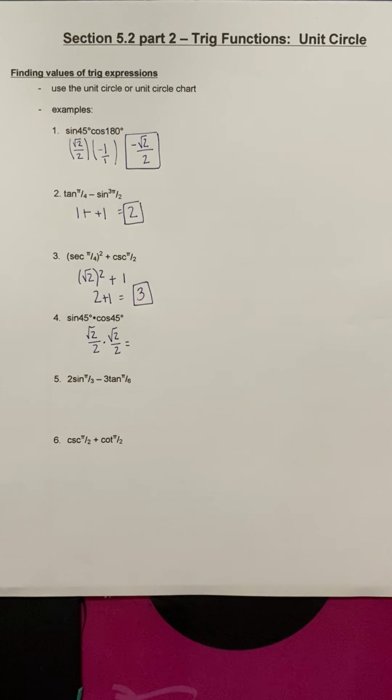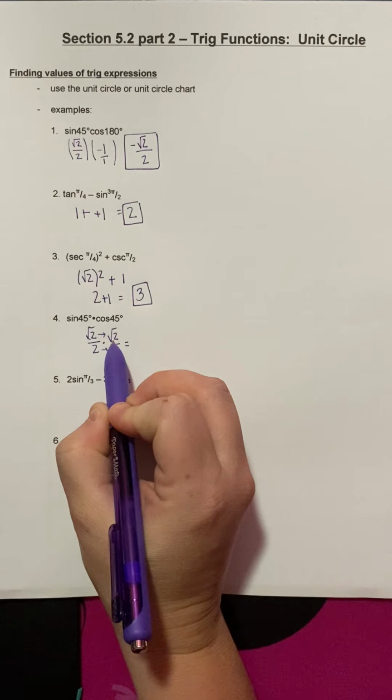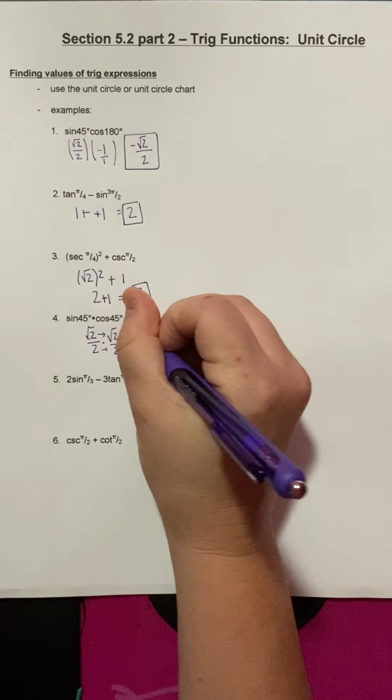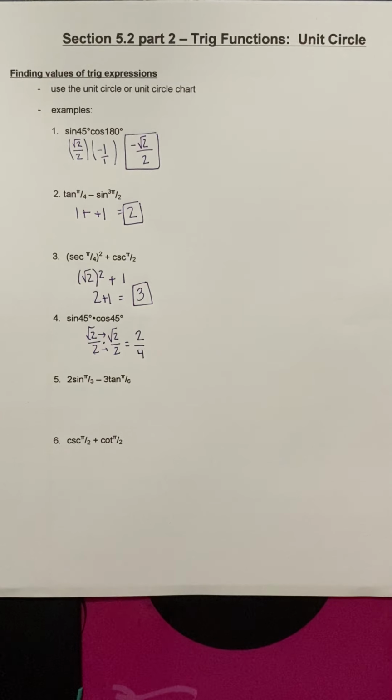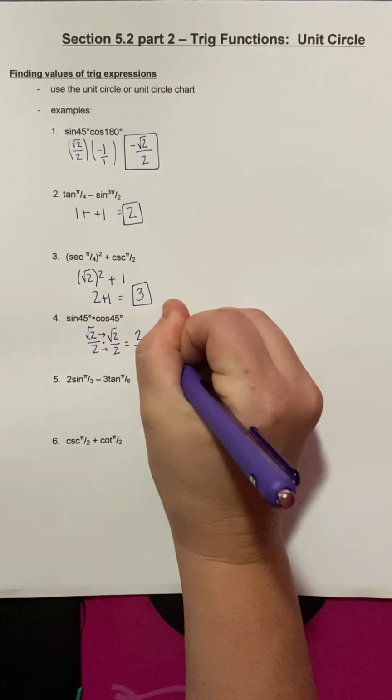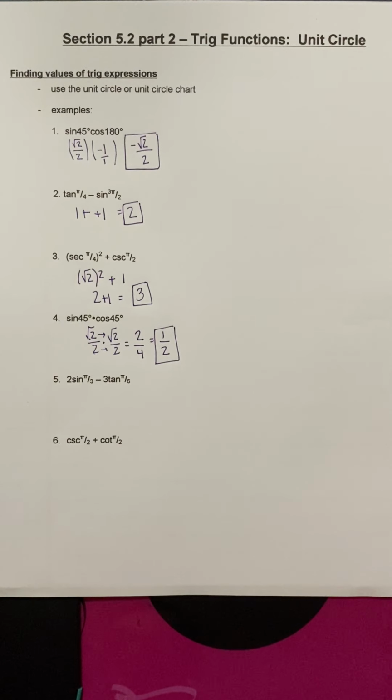To multiply fractions, like we said before, we just multiply straight across right here. The square root of 2 times the square root of 2 is the square root of 4, which is just 2. And then 2 times 2 gives me 4. So this is 2 over 4, and 2 over 4 simplifies into 1/2. So 1/2 is my answer for that one. All right, the next one, number 5.